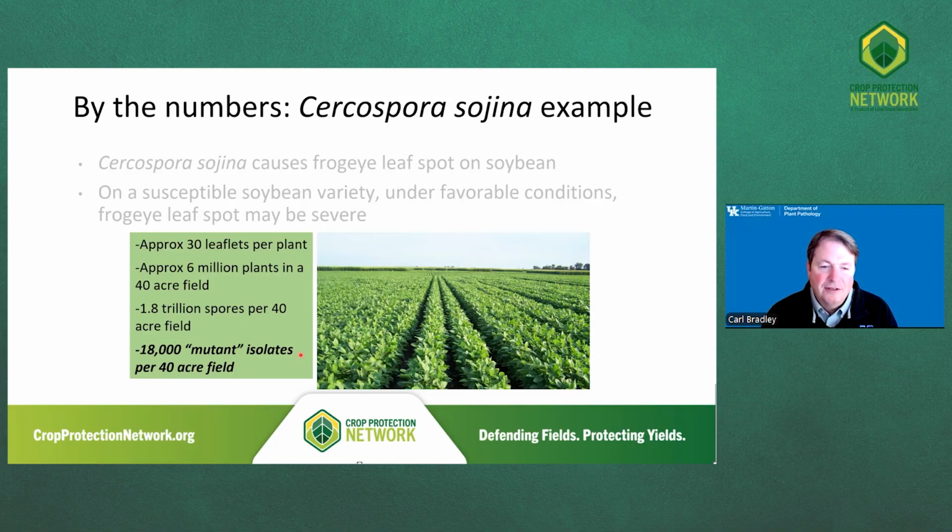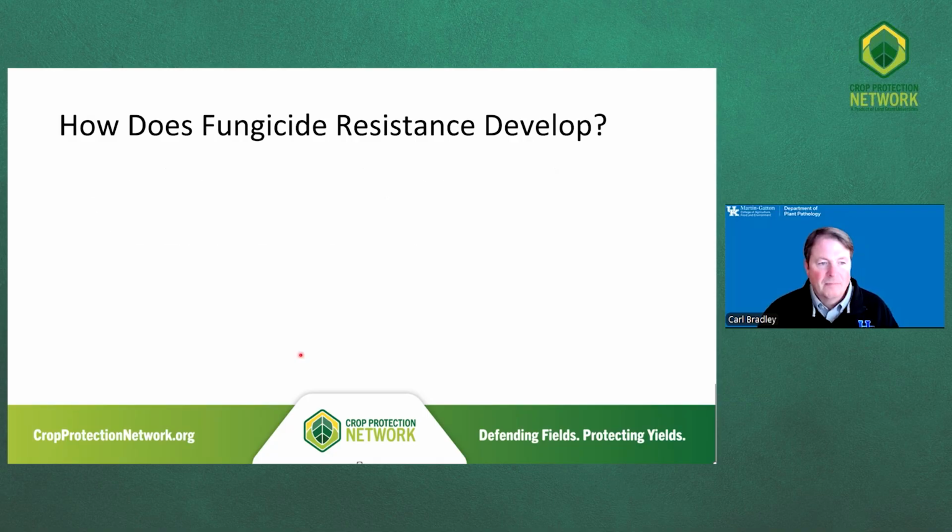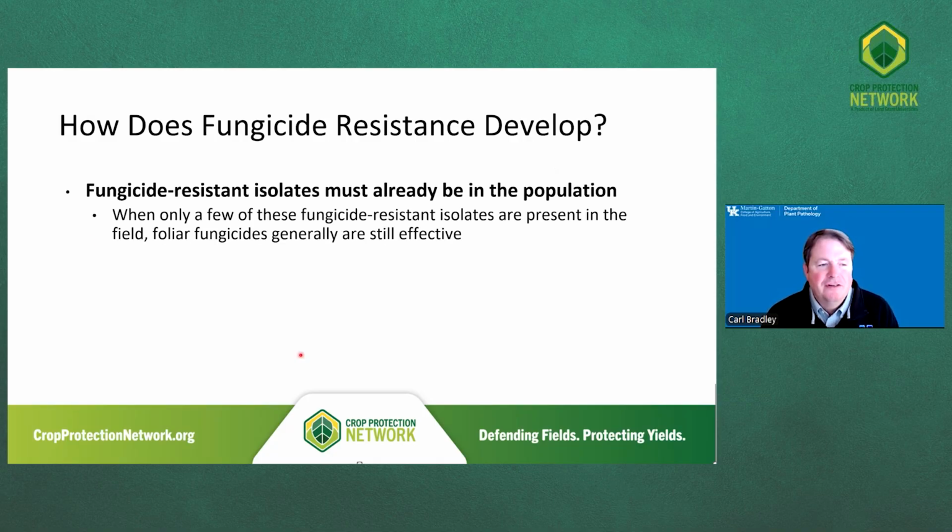Now, those mutant isolates, they're not all going to be resistant to fungicide. Those could be mutations for lots of different things. It doesn't necessarily have to do anything with fungicide resistance. But keep in mind, some of those natural mutations that are occurring out there, one of those 18,000 could be resistance to a fungicide. So again, these fungicide-resistant isolates must already be in the population. They occur naturally. The fungicides do not cause those to exist. They occur naturally because of those mutations.